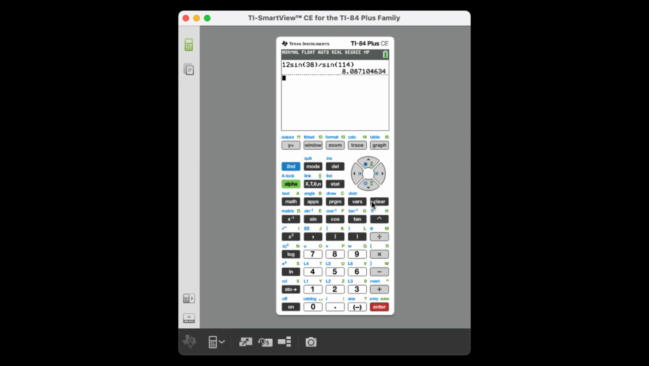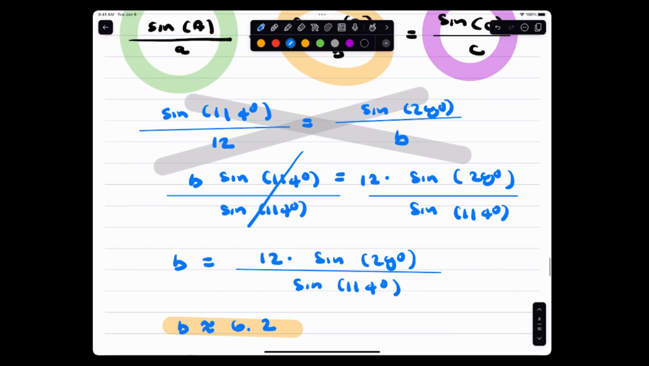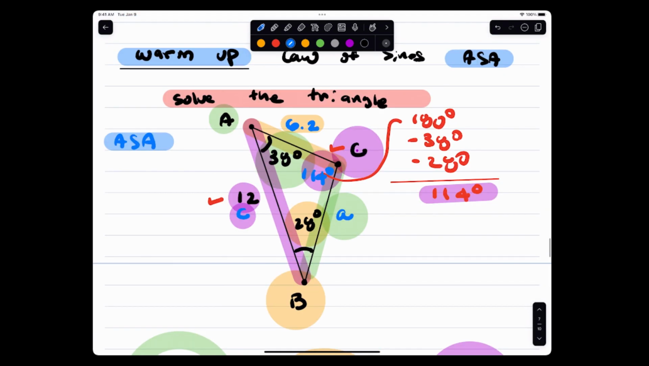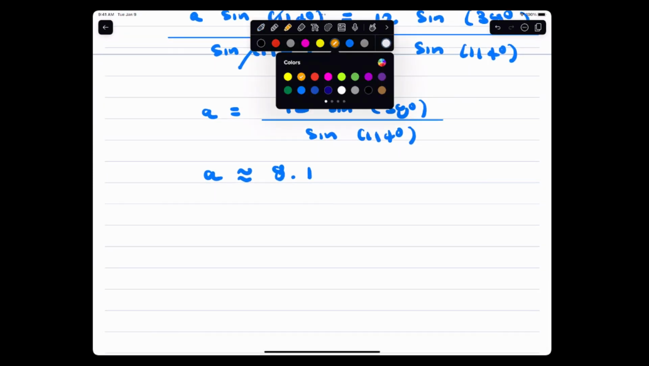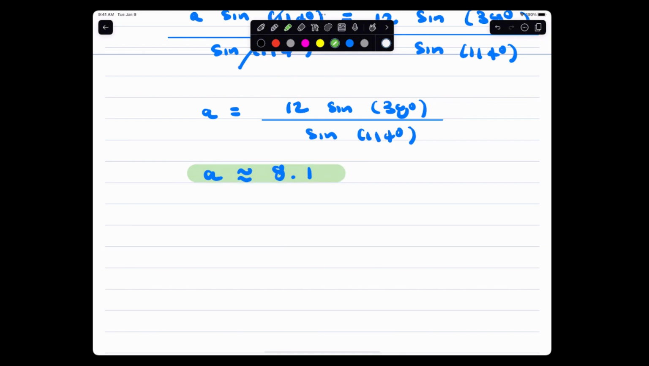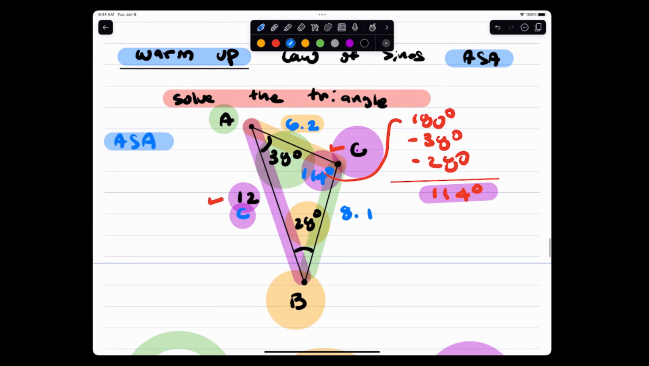Is that true? And that's going to be what? Green. Okay, so, all right, green. 8.1. There you guys go. And then that's that. You guys have solved your triangle. Easy peasy lemon squeezy. Yay or nay?